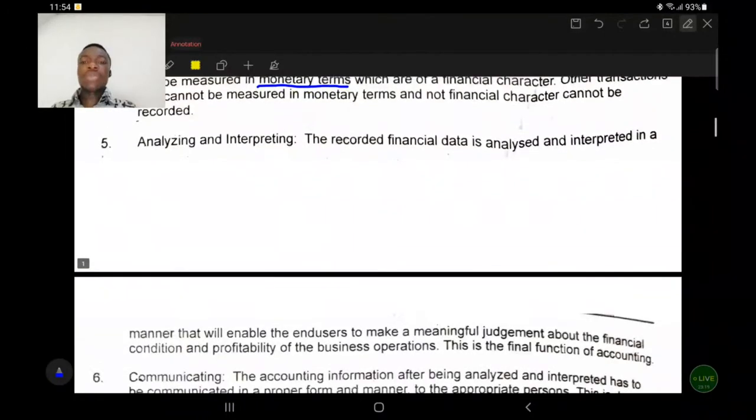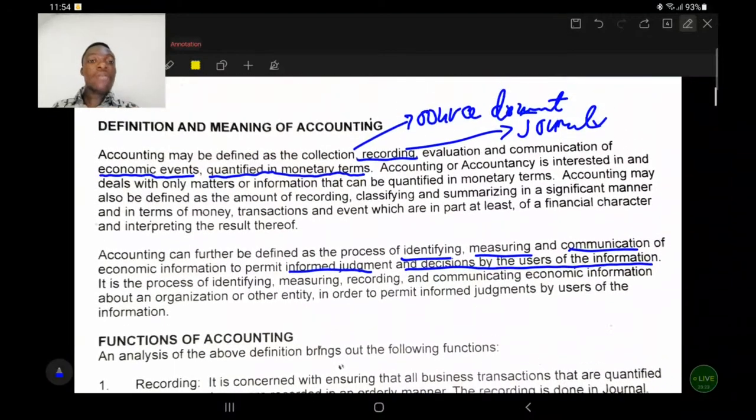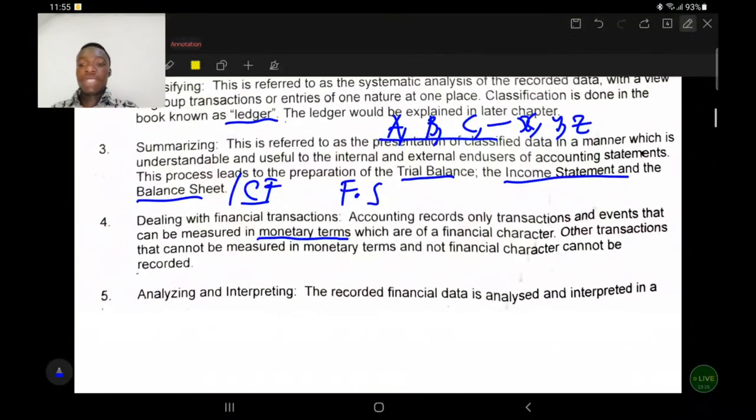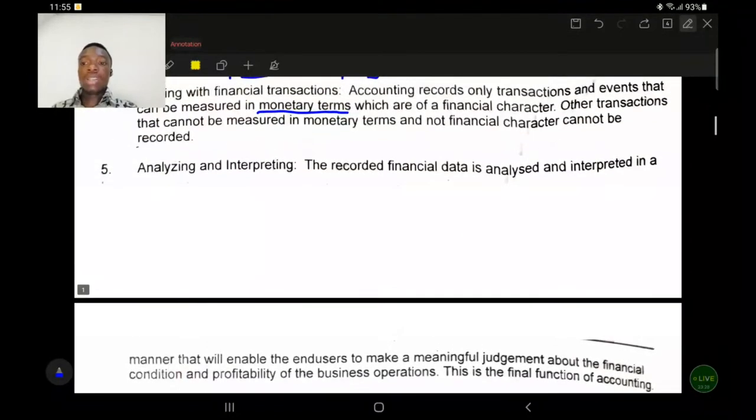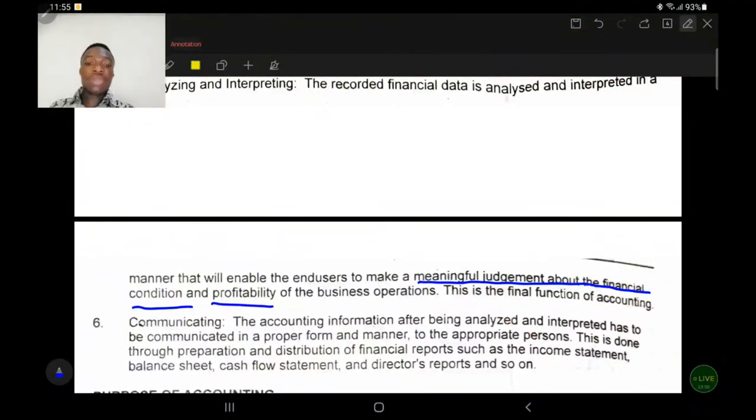And analyzing and interpretation. At the end of the day, this is part of the activities of evaluation and then communication. When you're analyzing and interpreting financial statements, the recorded financial data is analyzed and interpreted in a manner that ensures it gives a better informed understanding, so that end users can make informed decisions or meaningful judgments about the financial statement and the conditions in relation to profitability. So that is the issue about analyzing.